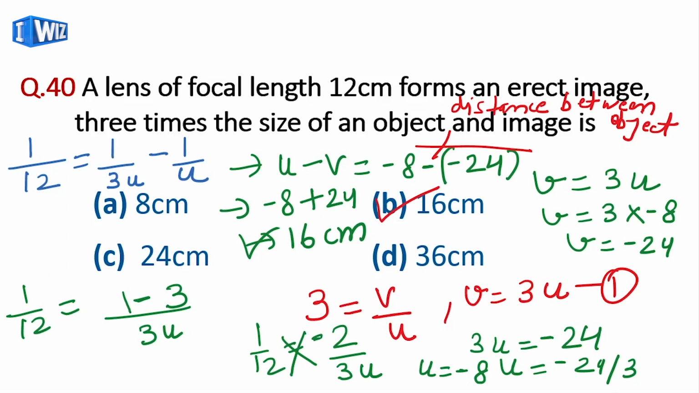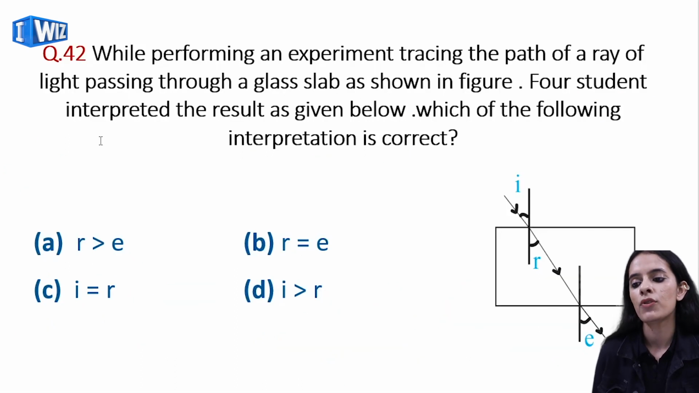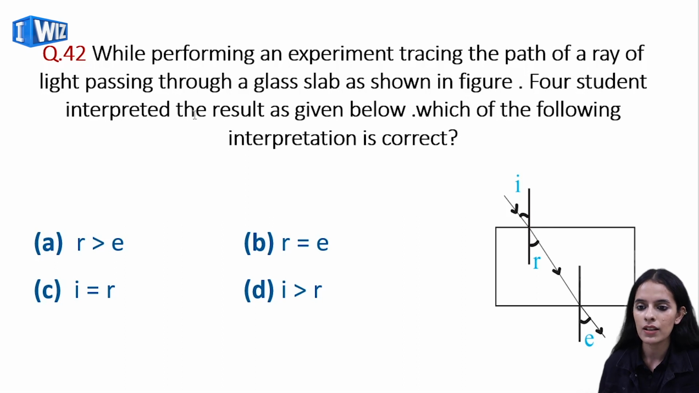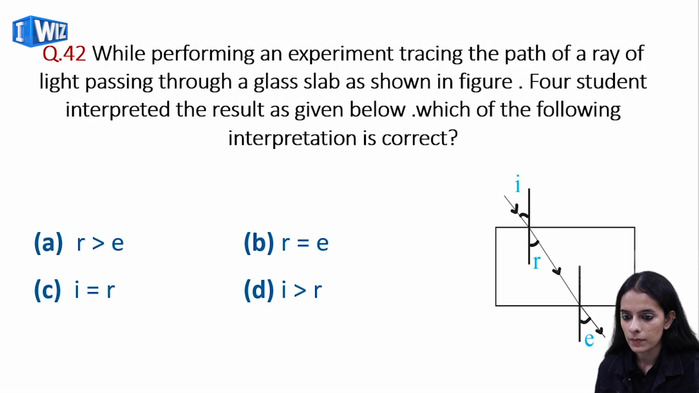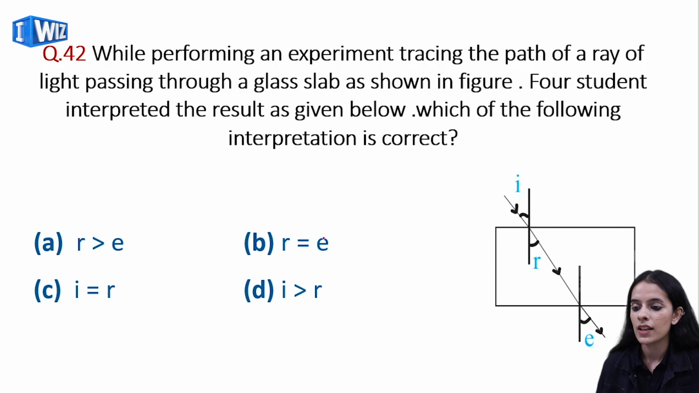Come to the next one. So the next question is, while performing an experiment on tracing the path of a ray of light passing through a glass slab as shown in the figure, which of the following interpretations is correct? So from here we can see the angle of incidence, angle of refraction and angle of emergence. So choose the right option. Angle of refraction is greater than E. R is equal to E, which is not possible. I is equal to R, no, not possible. So what is left? I is greater than R.